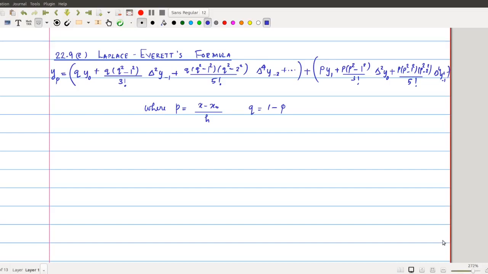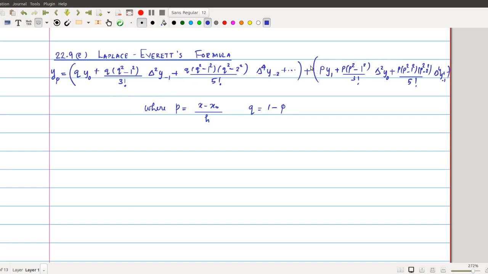Hi all, today we discuss the last two interpolation formulas, the Laplace formula. This is yp is equal to q times y naught. This contains two infinite terms. This bracket contains infinite terms and this one contains infinite terms.